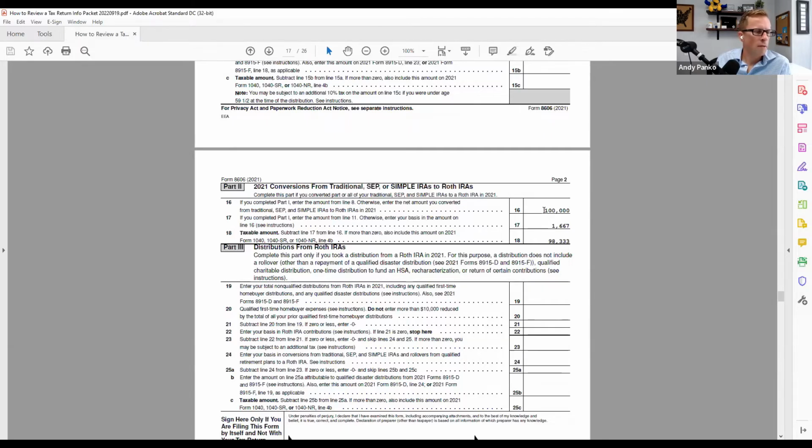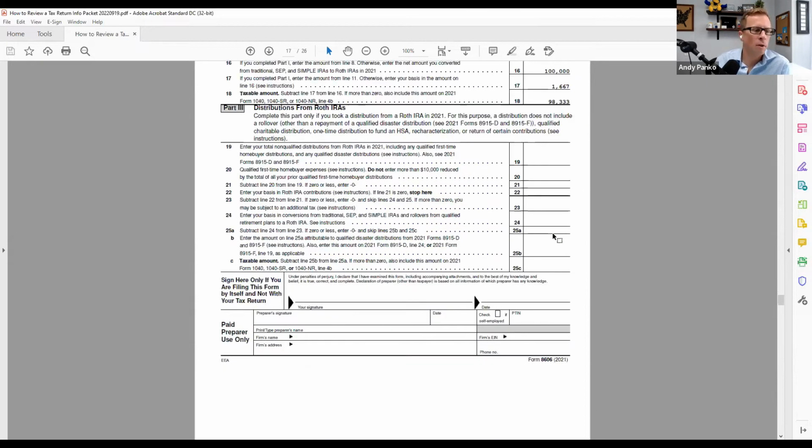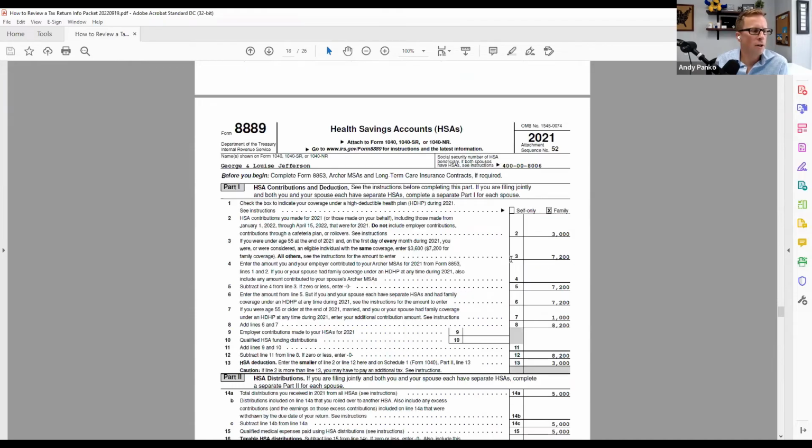Wheezy did a conversion this year for $100,000. She had some basis in her account. So $98,300 of her conversion was taxable. $1,700 was not. This is what flows into that gross and taxable amount of IRAs in the tax return.